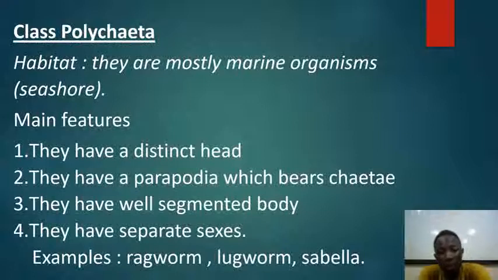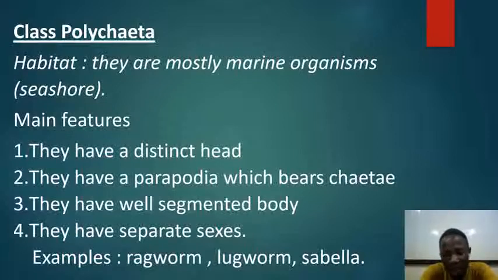So we shall now look at the very first class under the phylum Annelida, the class Polychaeta. Organisms here include the ragworm, the lugworm, and the sabella. They are mostly marine organisms, found in marine water habitats, specifically around the seashore. If you want to see them, you see them around the seashore. So let's take note of that one.